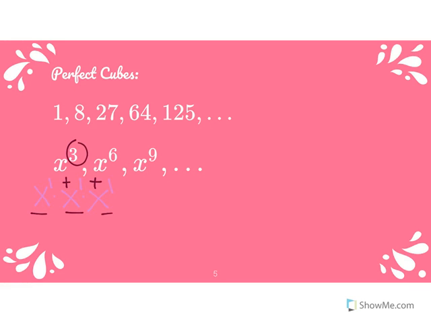So then for x to the sixth power, you would have x squared times x squared times x squared. Again, if you added those exponents, 2 plus 2 is 4, 4 plus 2 is 6. And that's the same thing for x to the ninth power. You would have x to the third times x to the third times x to the third, adding those exponents again: 3 plus 3 is 6, 6 plus 3 is 9.